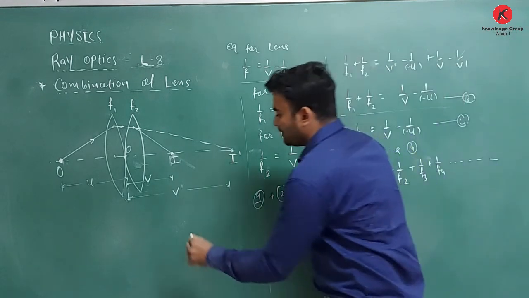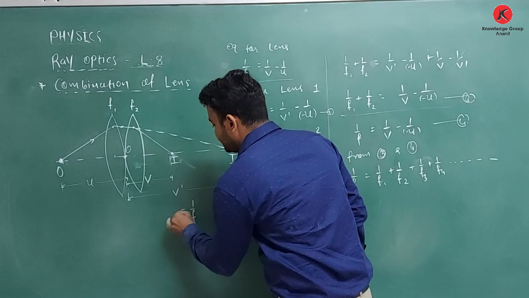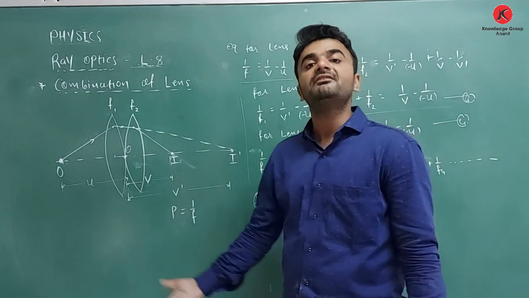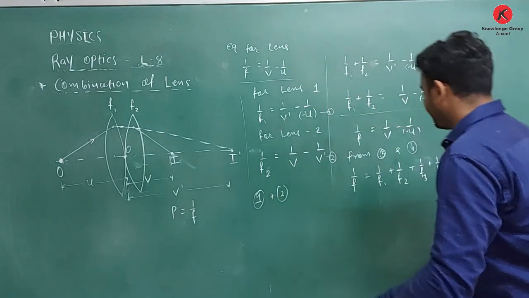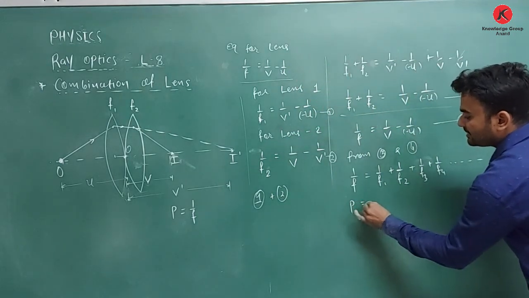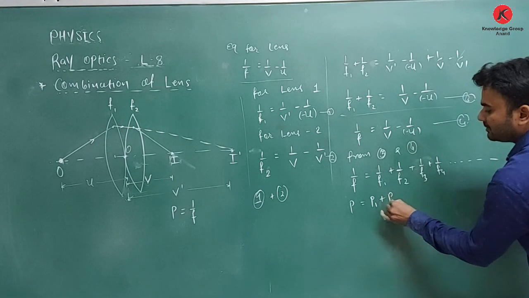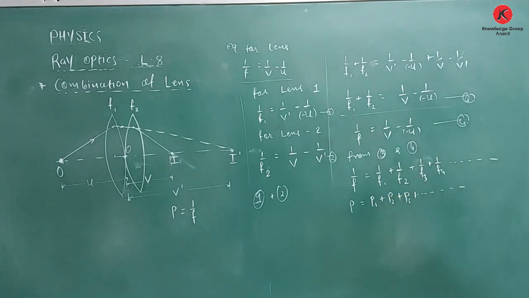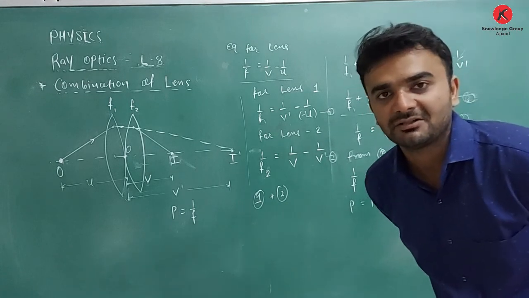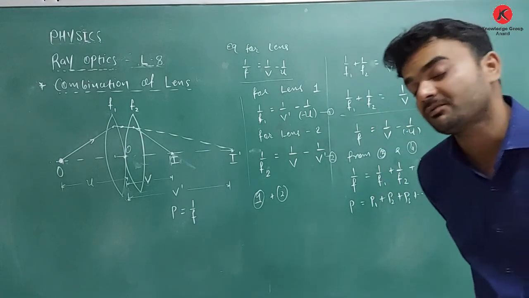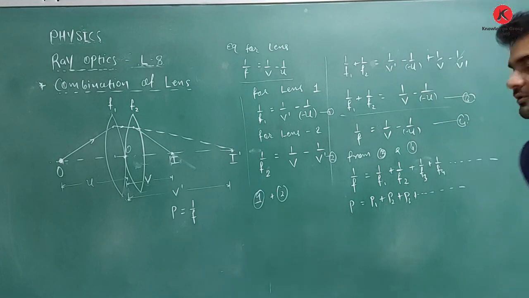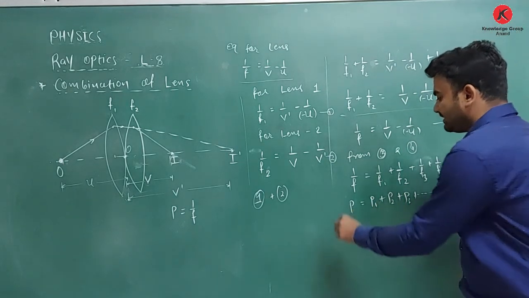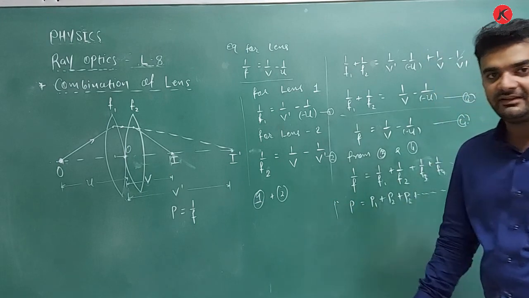You already know the reciprocal of focal length is equal to power. So power is the inverse of focal length. So we can also write that P is equal to P1 plus P2 plus P3 up to infinite. We got the equation of power also, in the case of combination. So by combining the lenses, power is increasing.